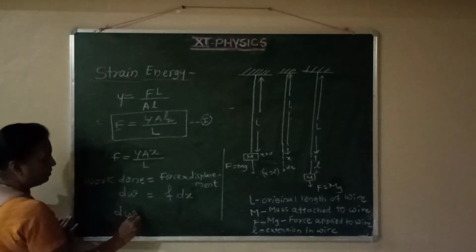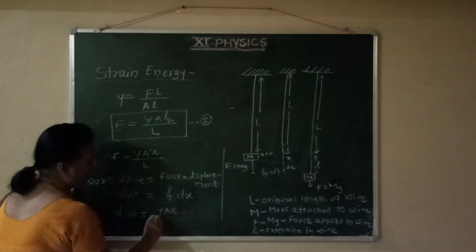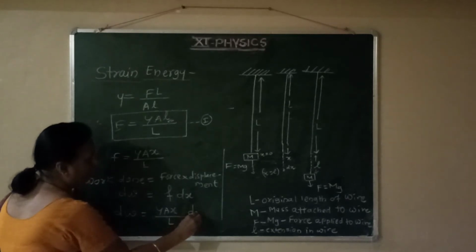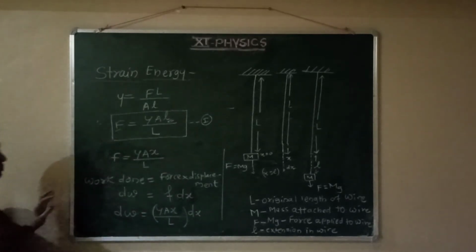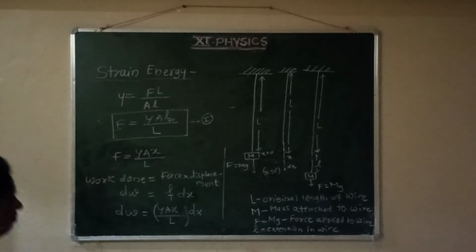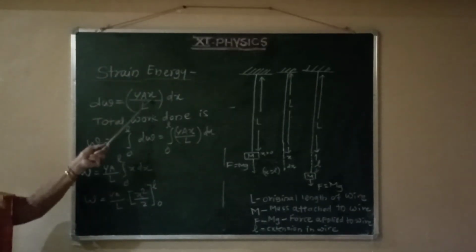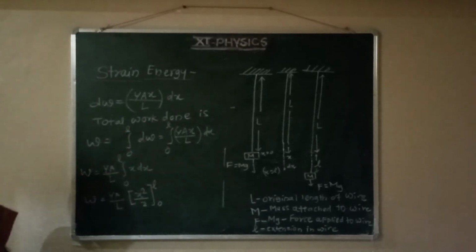So dW is equal to, F is equal to what? YAx upon L into dx. This is dW, that is small work for small elongation. Is equal to what? YAx upon L into dx.